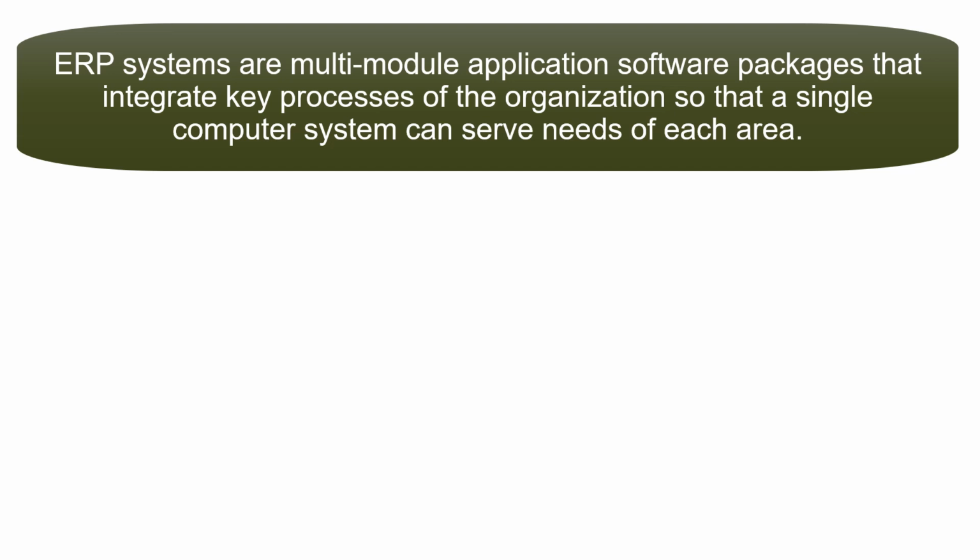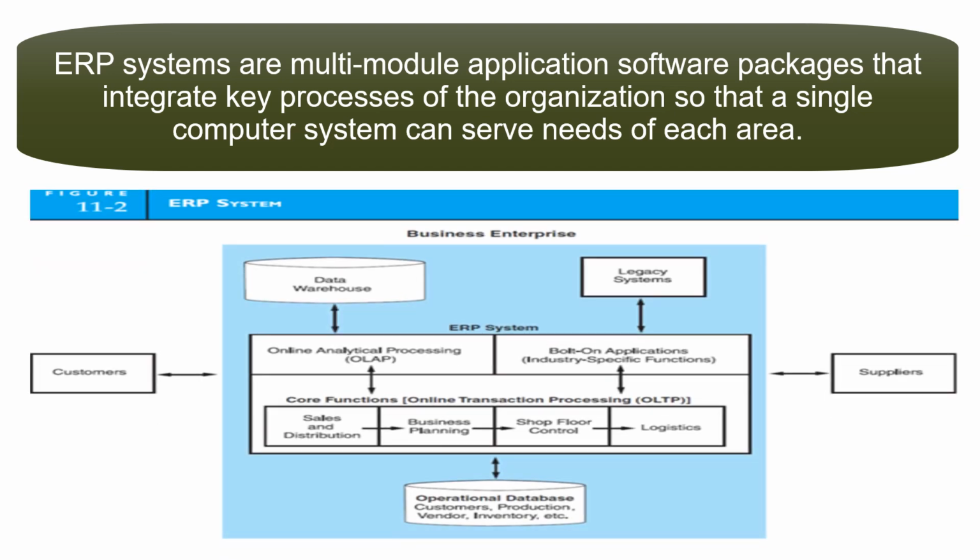So let's look at the ERP systems then. An ERP system is a multiple-module application software package that integrates key processes of the organization so that a single computer system can serve the needs of each area. This diagram illustrates that in a business under the ERP system, we have what we call one data warehouse. We will explain it in detail in a minute.